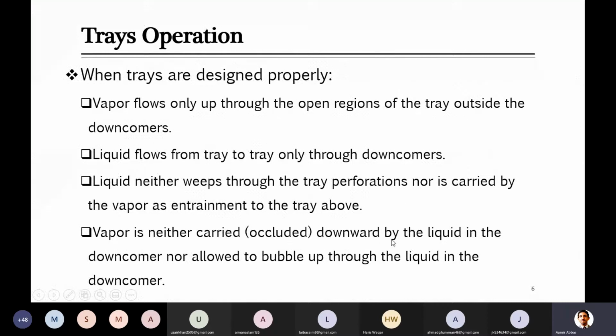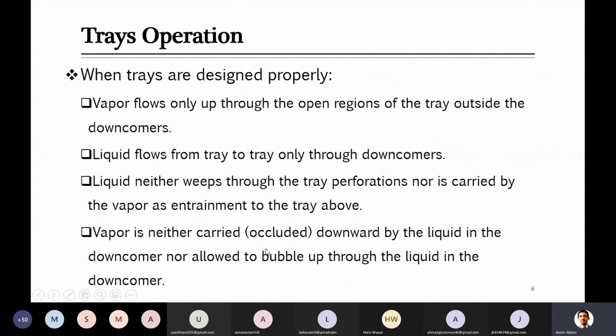So they shouldn't be occluded downward by the liquid, nor allowed to bubble up through the liquid in the downcomer. Vapor should only jump from one tray to the other through the perforations, the path which is allocated for the vapor. It shouldn't pass through the passage of the liquid, and that passage is called the downcomer.